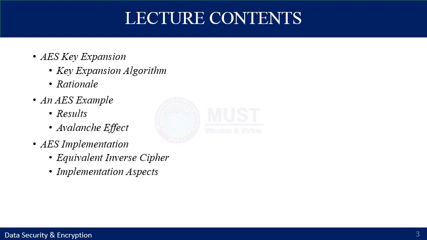In this lecture we are going to discuss the Advanced Encryption Standard, key expansion techniques and its algorithm, and the rationale for key expansion. Then an AES example will be discussed along with the avalanche effect, and finally we will discuss some AES implementation and equivalent inverse ciphers and some implementation aspects.